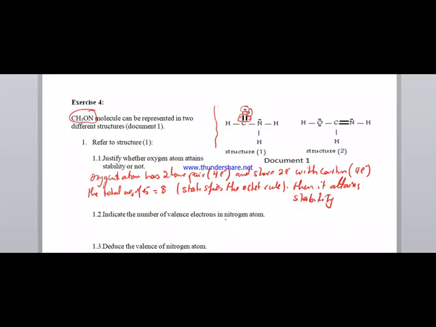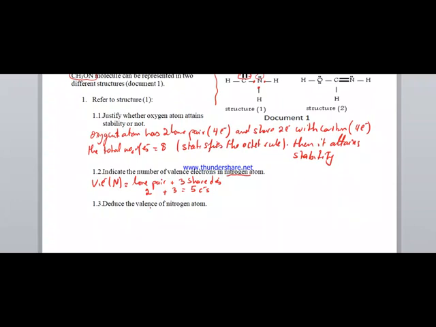Indicate the number of valence electrons in nitrogen. How many valence electrons? According to the Lewis dot symbol, we have a lone pair of electrons. We have 3 shared electrons with hydrogen and carbon. So the number of valence electrons is equal to 5. So the valence electrons in nitrogen: we have a lone pair, plus 3 shared electrons or 3 bonding electrons. So we have 2 plus 3 is equal to 5 electrons.